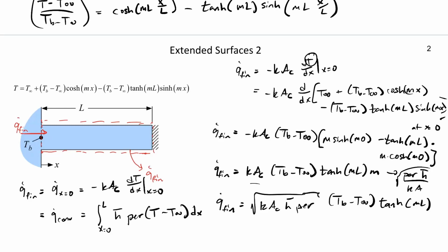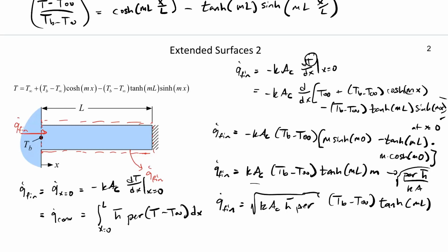Here now is our expression for heat transfer into the fin. This is the total amount of heat being rejected by the fin. It's equivalent to doing the surface integral of convection loss, or just evaluating at the base of the fin. They're equivalent solutions. So here we have our q dot fin.